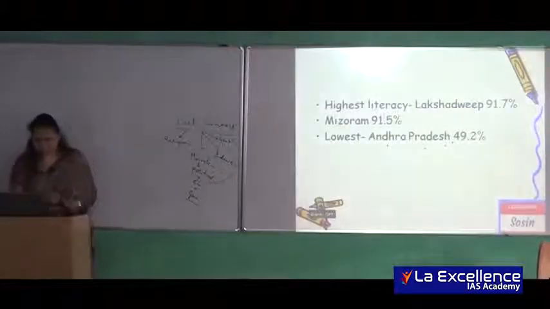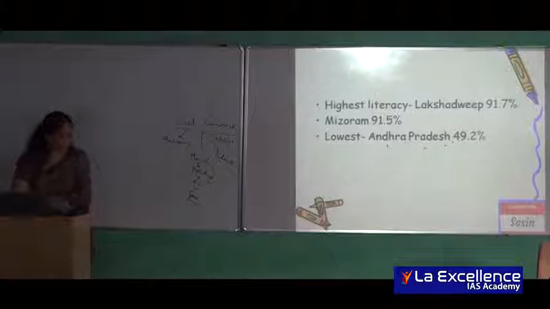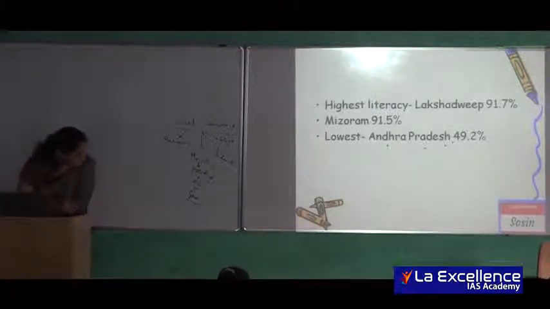Just look at this. The highest and lowest literacies we boast of, AP, 49.2%, whereas we have the other states, union territories, at 91 and above percentages. That's what I was saying. On the one hand, we have the so-called tribal states underperforming incomparably when compared to the mainstream states.